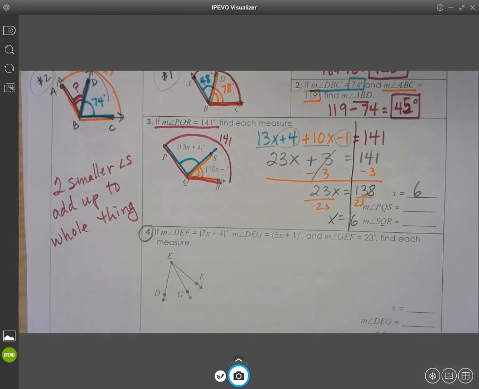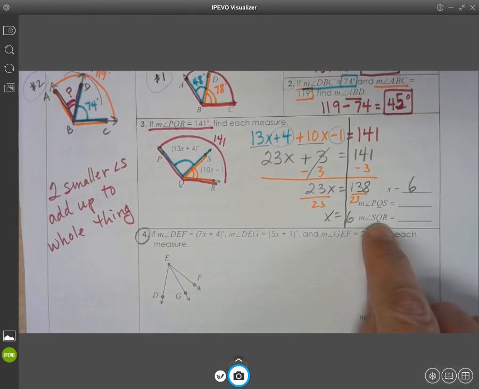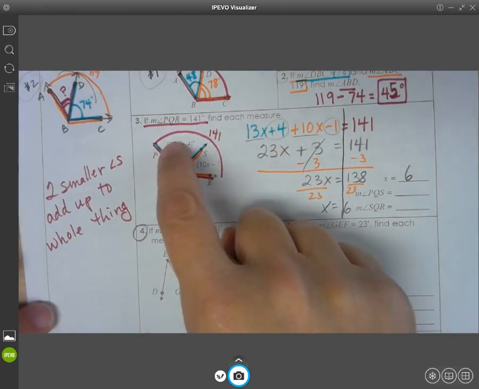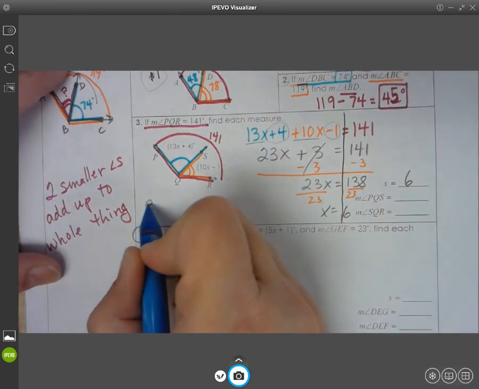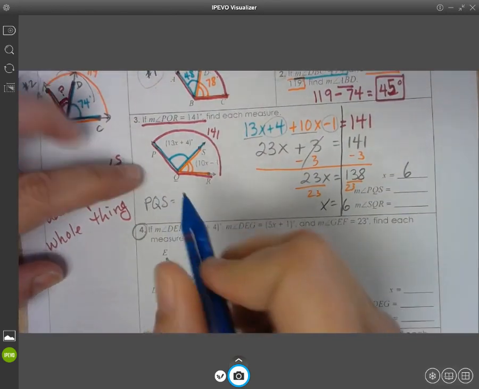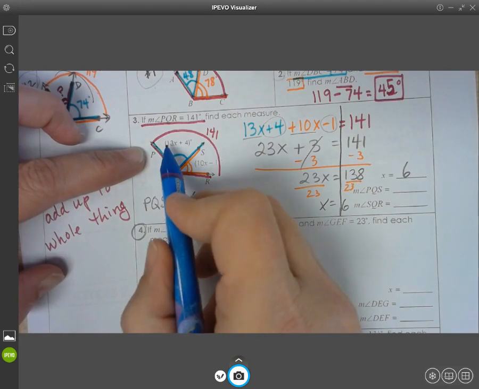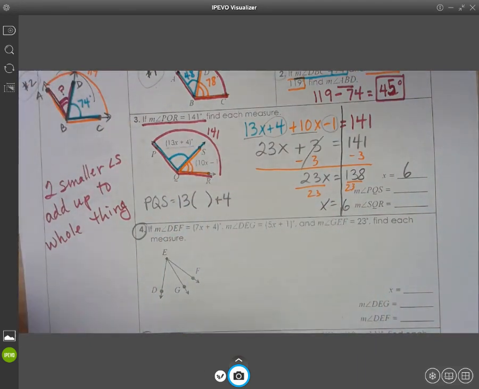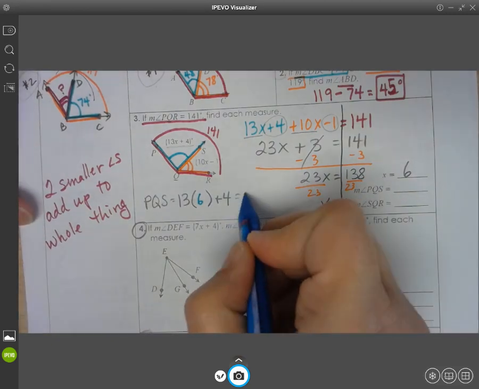Okay? So last step, we want to find the measure of PQS and the measure of SQR. So we're going to substitute our x equals 6 back in to those particular angles, okay? So I'll put it over here. PQS is going to be 13 times whatever x was, plus 4. I'm going to put a 6 right here. 13 times 6 plus 4 makes 82.